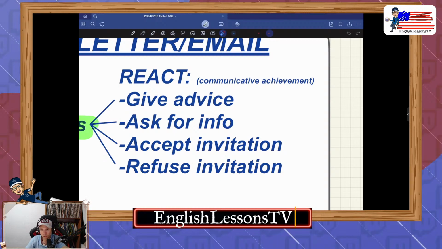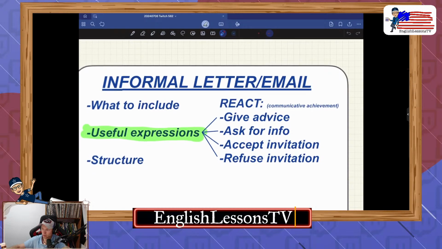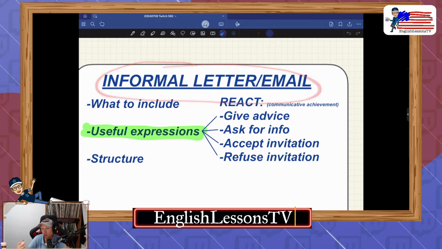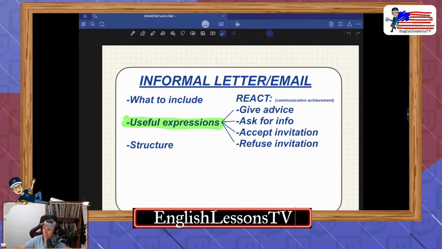So giving advice is one thing, or maybe they're asking you for information, and you should be giving the information. Or you need to accept an invitation, or you want to refuse an invitation. So these are four classic reactions that are asked when you write an informal email or letter, or when you receive one and you have to react. We're going to see some expressions that can be used in any of the four different styles.